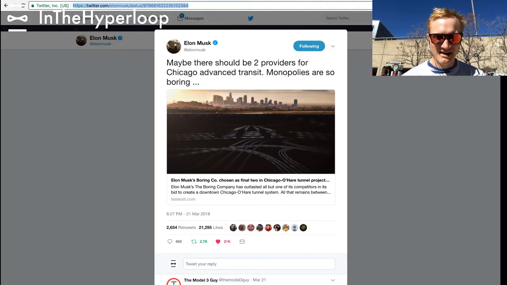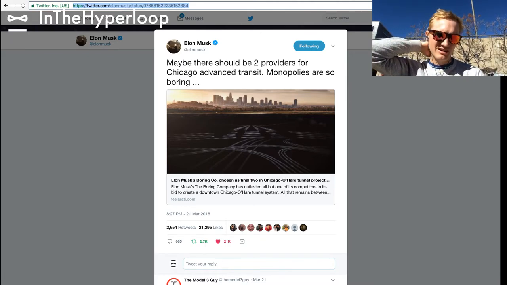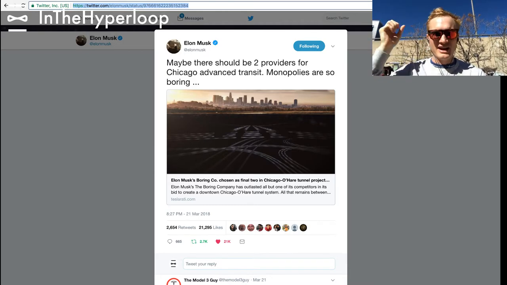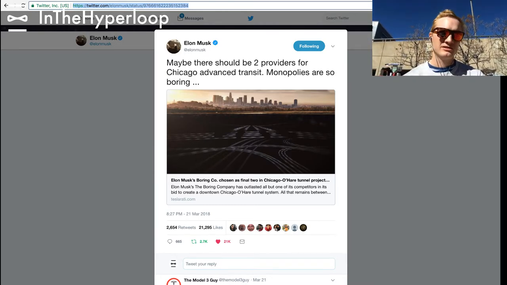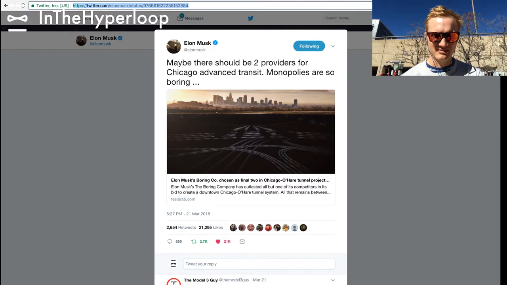And the final thing is that the Boring Company is also bidding for Chicago O'Hare to downtown Chicago. And Elon Musk is basically saying here, we're one of 2 bids, por qué no los dos. The other bid is about a train, and of course the Boring Company would be a tunnel. I think that's really fascinating how he's thinking outside the box.